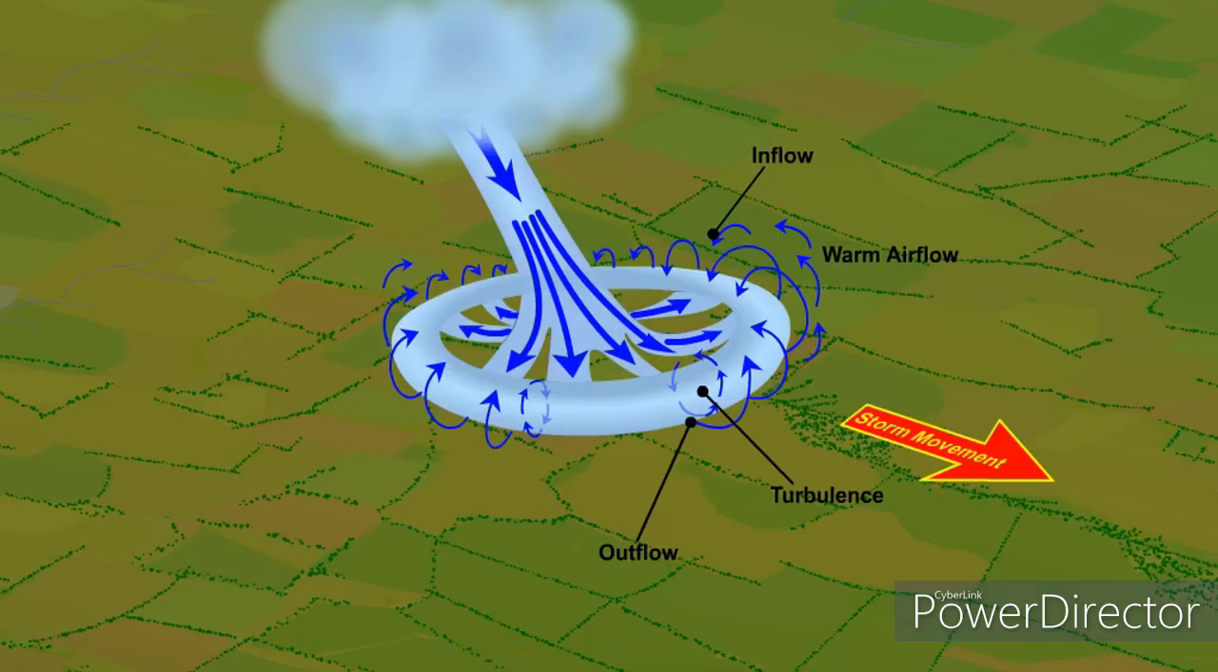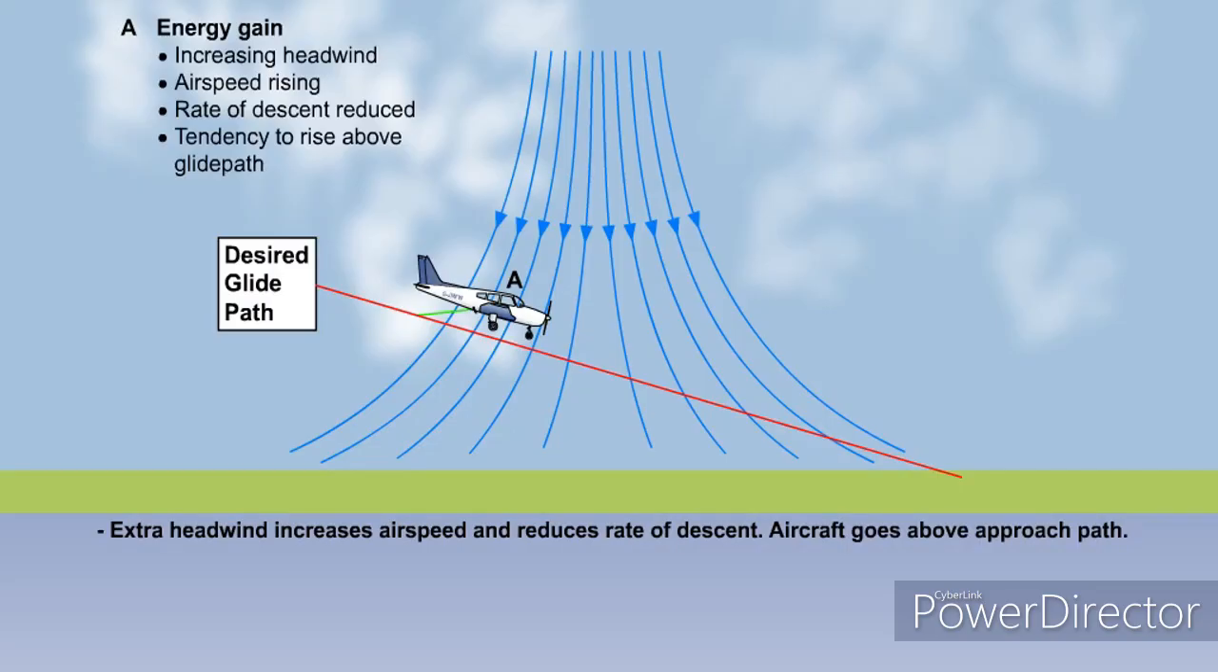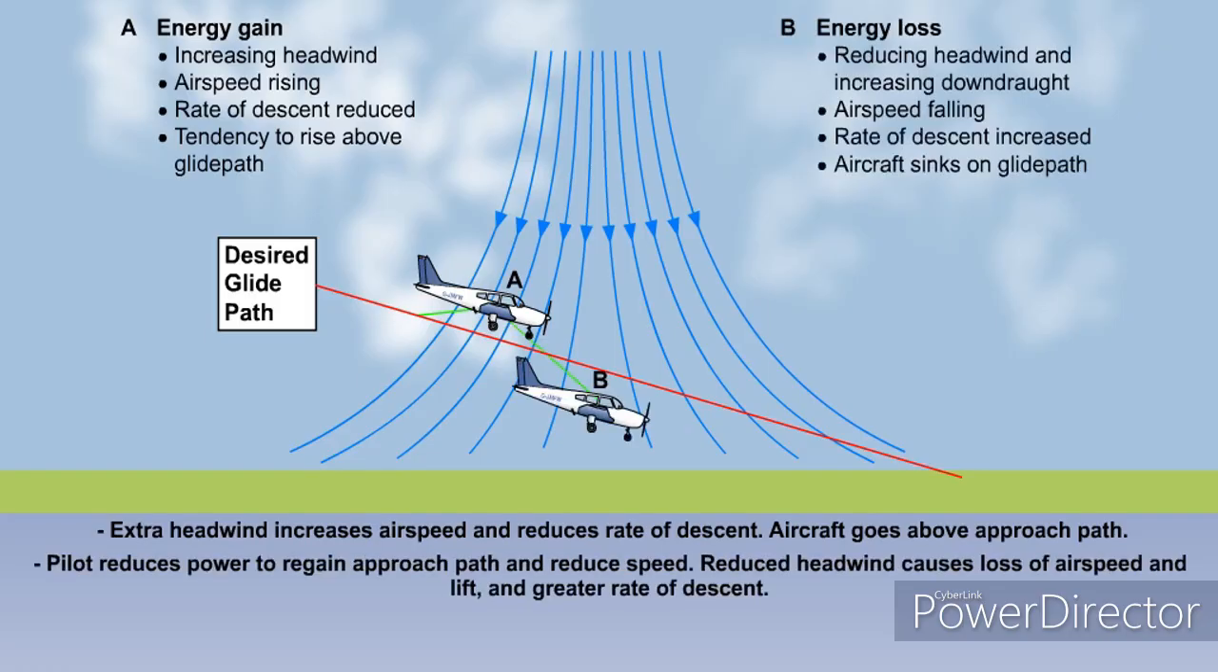The following sequence of diagrams will help to explain what will happen to an aircraft as it flies through a microburst on the approach to an airfield. First, the aircraft will meet a sudden increase of headwind, which will cause an increase in airspeed and a decrease in rate of descent, a gain of energy which takes the aircraft above the desired approach path. The pilot reduces power to regain the desired approach path, and also possibly to prevent exceeding gear or flap limits.